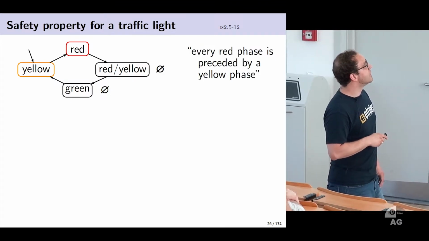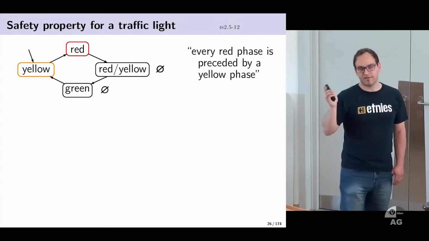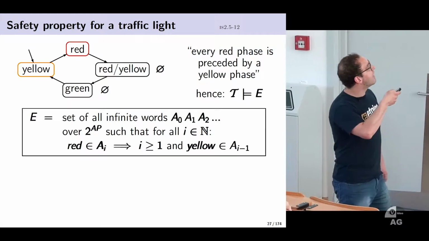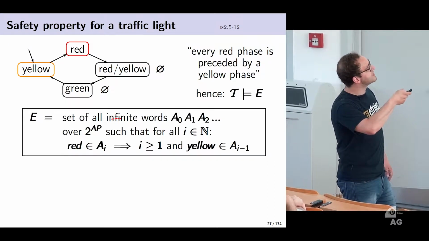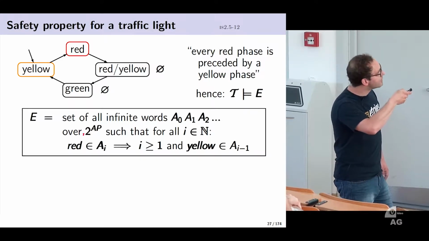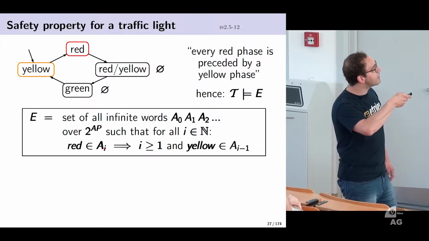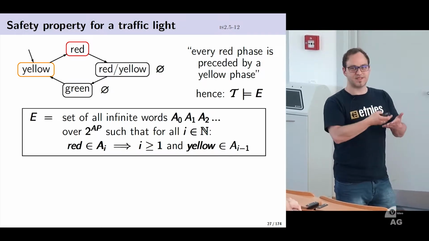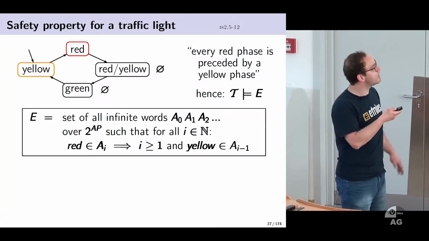And let's look at the property whether every red phase is preceded by a yellow phase again. Now, if you write this down as a linear time property, it looks something like this. So our property is a set of all infinite words, A0 and so on, over sets of atomic propositions, such that for every position where we have a red in our labeling, we require that it was not the first step, because then it could not have possibly been preceded by yellow.